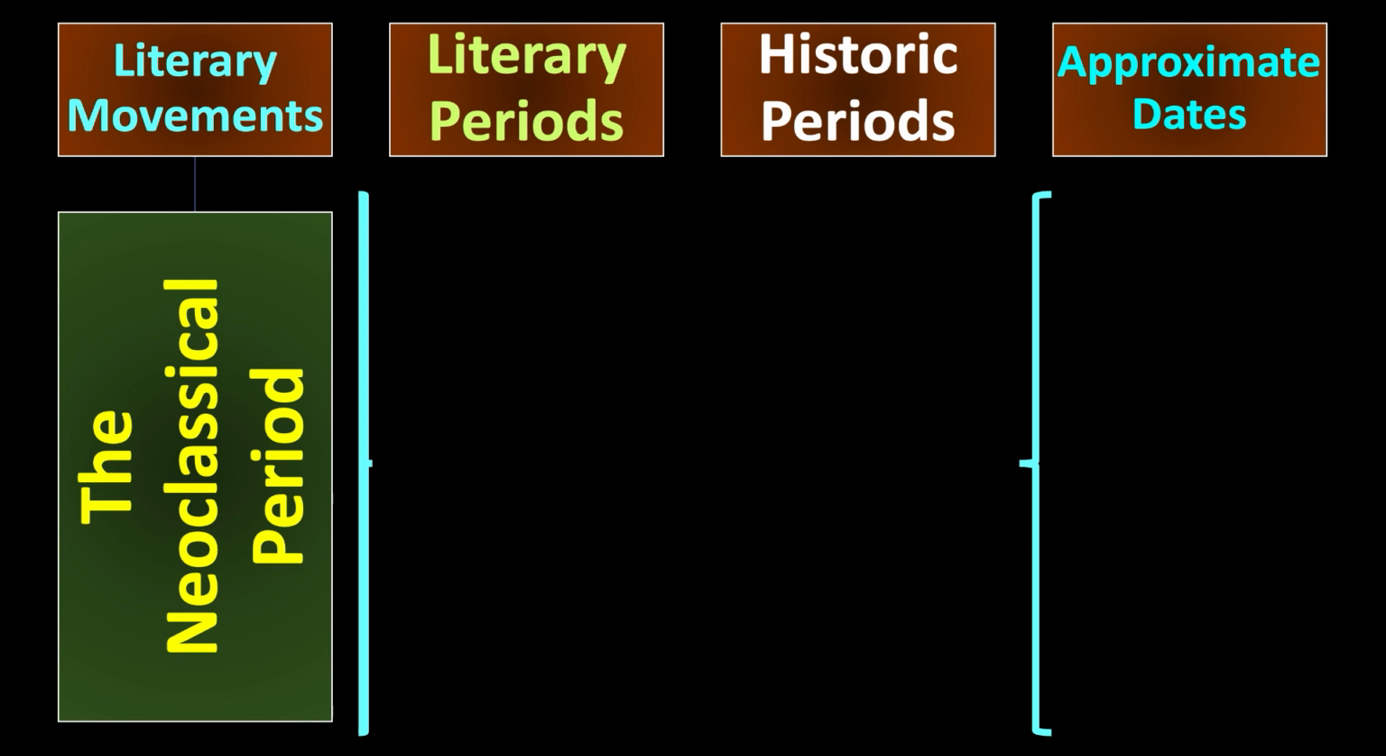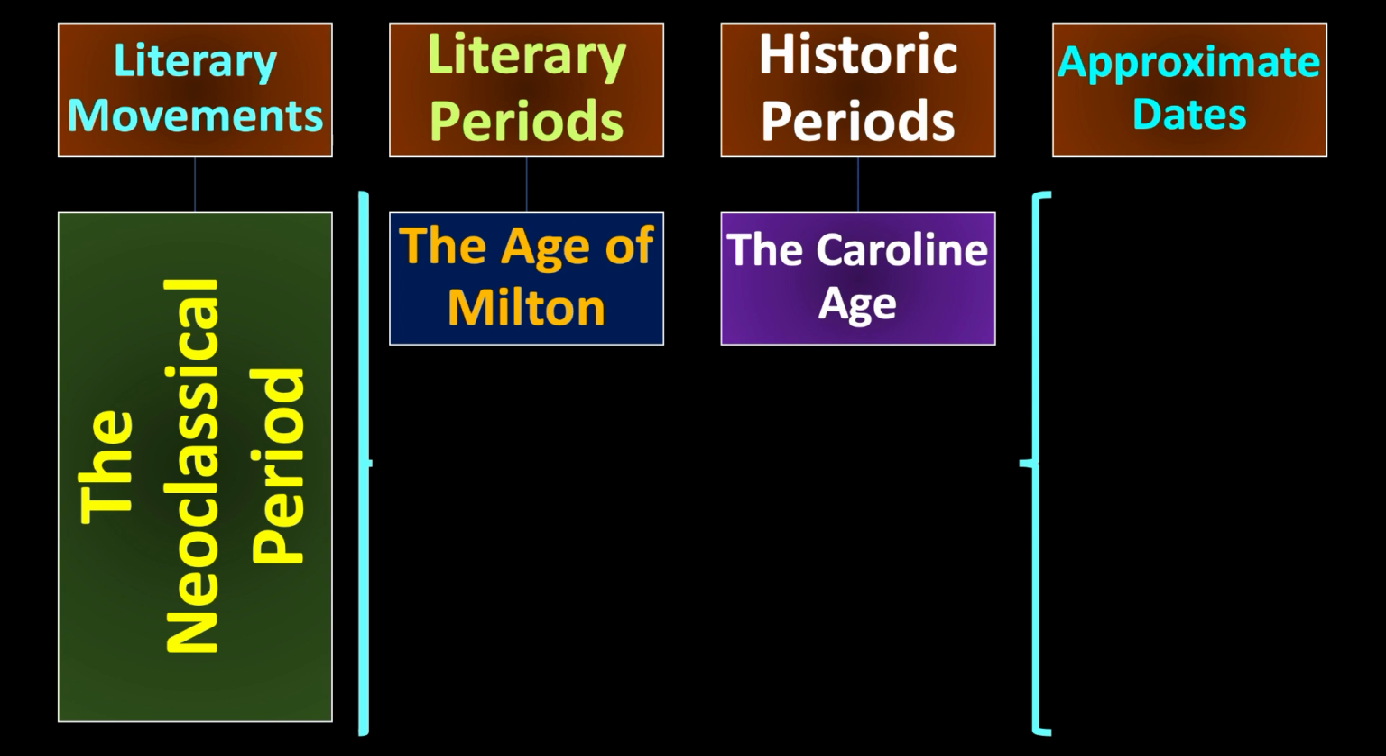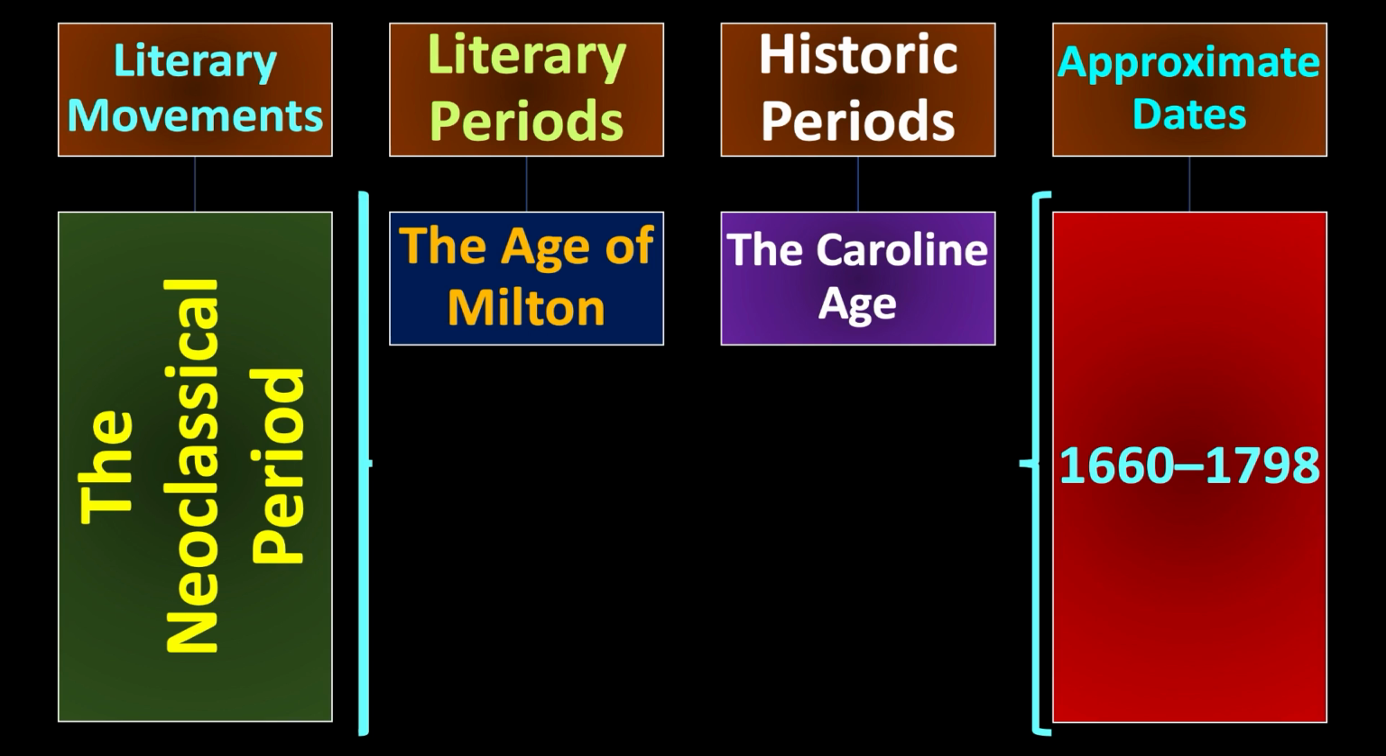After the Elizabethan Age, or after the Age of William Shakespeare, we have the Neoclassical period. Within this period, the first one is the Age of Milton, the first part of this Neoclassical period, and the historic period is the Caroline Age. The approximate date of the Neoclassical period is from 1660 to 1798.